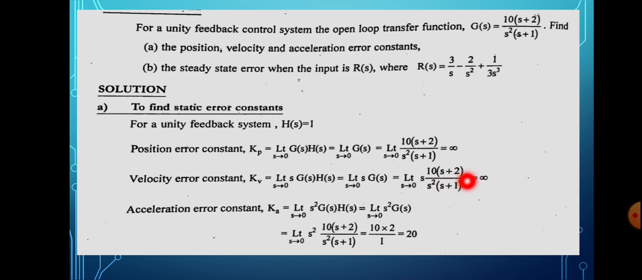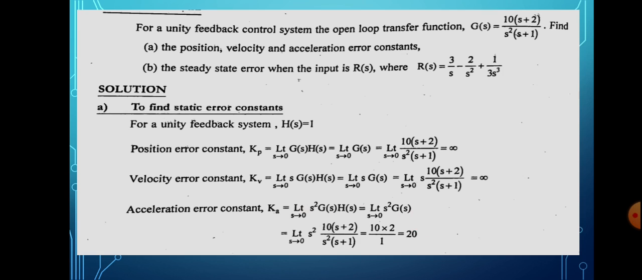Here for Kv, you can substitute for g of s and h of s and s. So you will get the equation like this, and if you apply the limit s tends to 0, then that will be equal to infinity. See, here in the denominator there is an s term. Once you put s to 0, then 1 by 0 has the form of infinity. That is why we are getting these two values as infinity. Similarly, the acceleration error constant has an equation like this, s square into g of s into h of s. If you apply the limit s tends to 0, you will get the value 20.